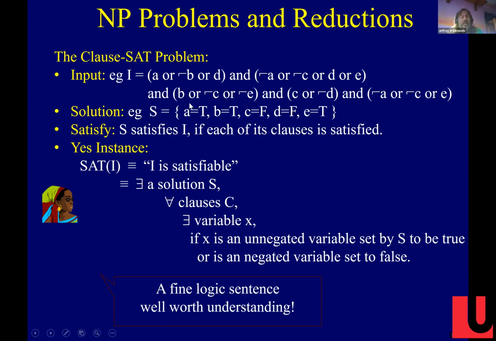Well, if in the instance the variable is unnegated, like this B, and you set B to be true, then that B is satisfied and it satisfies the clause. Or here the C is false, so here C is negated, so that satisfies the not C, which satisfies that clause. So we're saying the clauses are satisfiable if there exists a solution that satisfies every clause, because for each clause there's a variable that is either negated or unnegated in the right way. Everybody understand that?